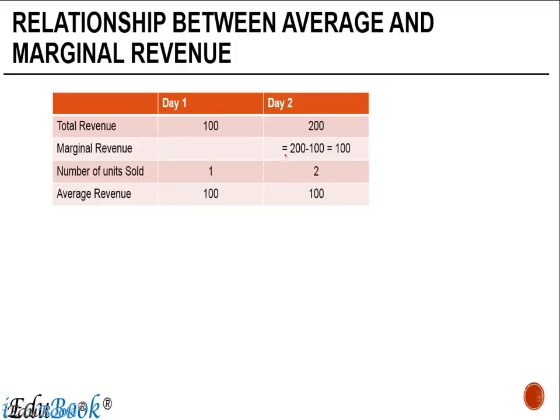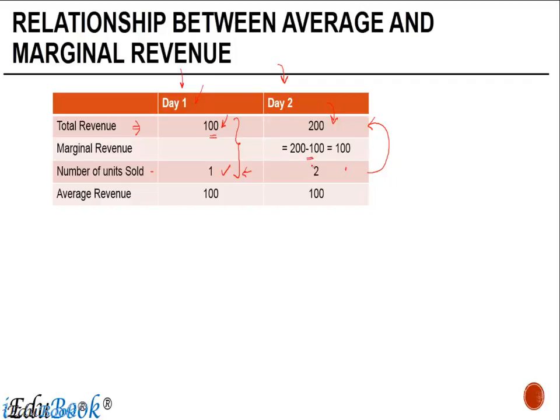Let's take an example. Suppose there is a company which has a sale on day 1 and day 2. The total revenue of the company from sales on day 1 was rupees 100, right? The total revenue derived after the sales concluded on day 2 is 200. Let us assume that 1 unit was sold on day 1, so 1 unit sold, revenue 100. On day 2, the total sales including day 1 is 2 units, from which the total revenue derived is 200.